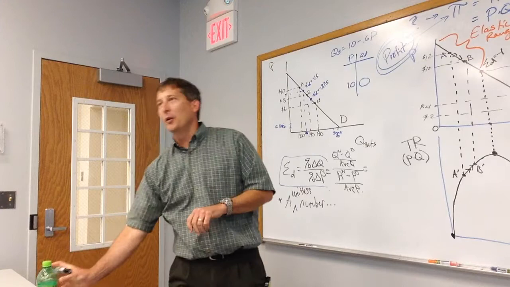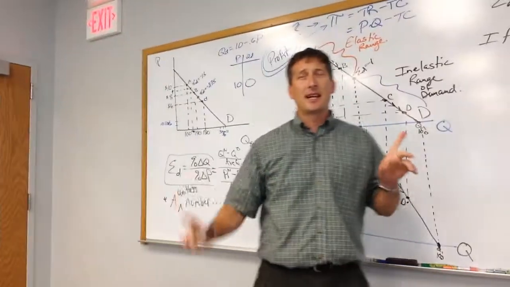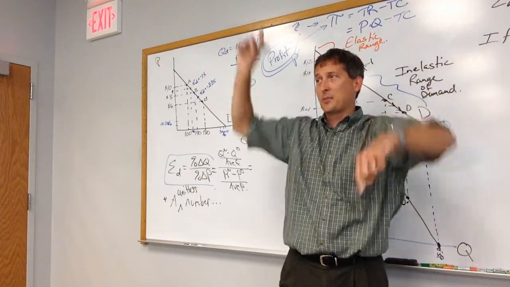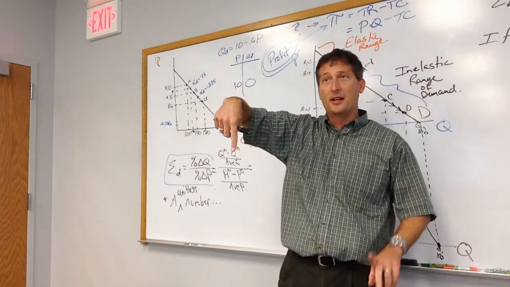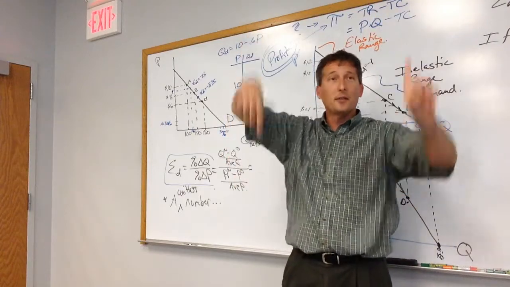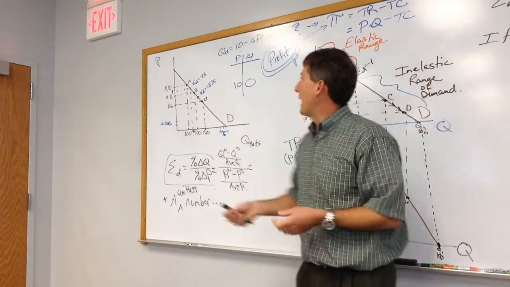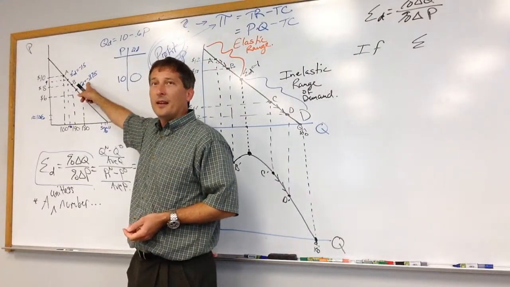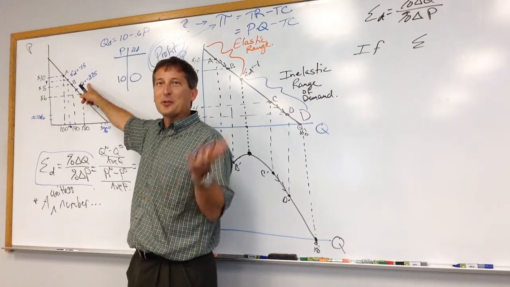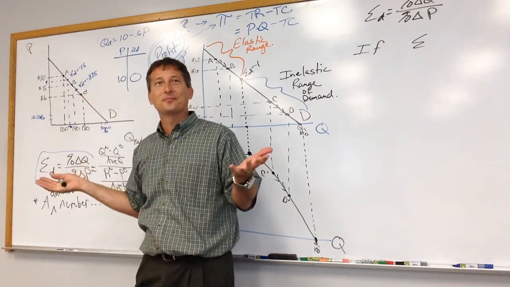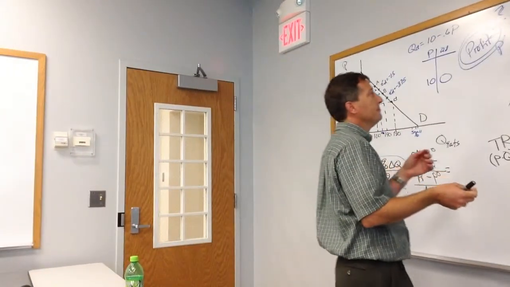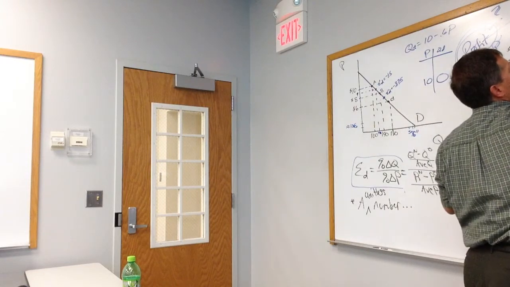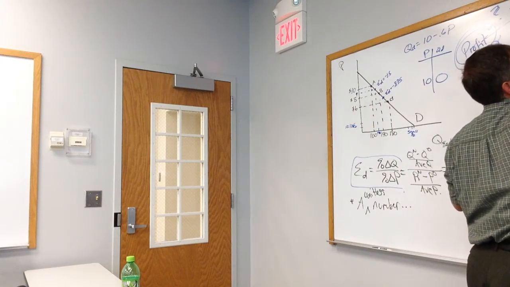Because we all know the law of demand, which is what again? As price goes up, quantity goes down. As price goes down, quantity goes up, ceteris paribus, that's the law of demand. Because we all know that, that's a negative sign there. And so we ignore it, and we treat it as a positive by taking the absolute value of it. So in the elastic range, the absolute value of the elasticity is greater than 1.